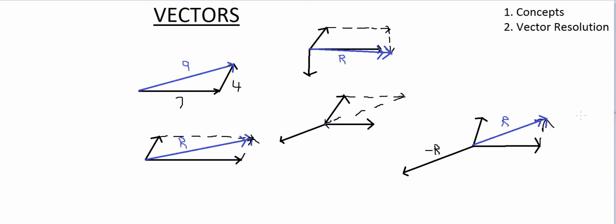Okay, so that is vector resolution explained, and I'm done with vectors.